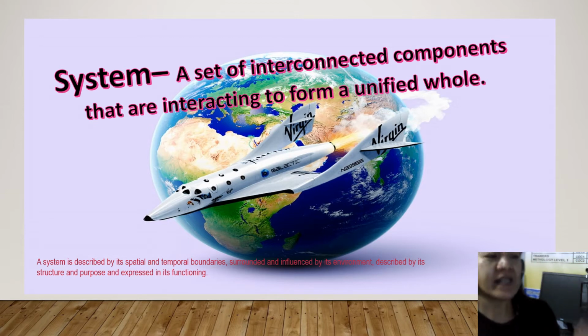So, a system is described by its spatial and temporal boundaries, surrounded and influenced by its environment, described by its structure and purpose, and expressed in its functioning. Meaning to say, every component has its own function, its own structure, and its own purpose. So is it clear? Okay.